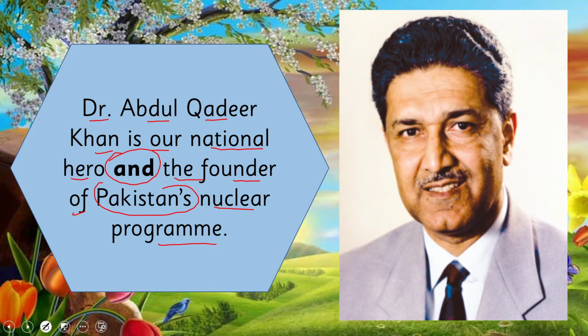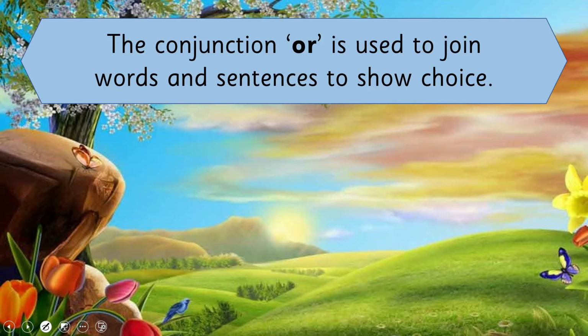Yes, you can judge in this sentence also that this is the same idea. The first sentence is telling us that Dr. Abdul Qadir Khan is a national hero, and the second sentence we connected with a conjunction and it is giving us additional information about Dr. Abdul Qadir Khan. And the conjunction or is used to join words and sentences to show our choice.